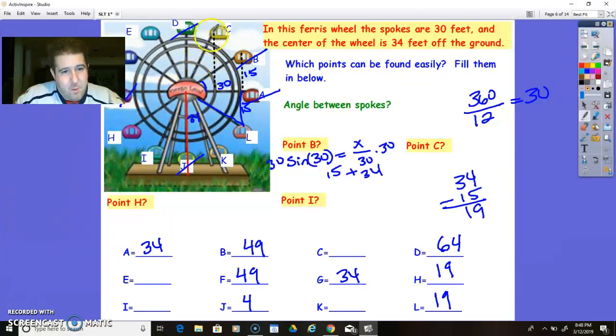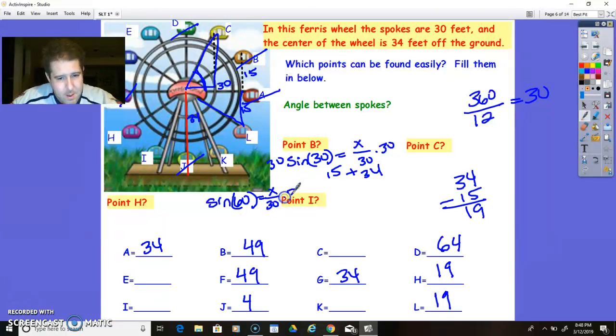Now, I need to find one more triangle, and that's this triangle right here. If this was 30, then you know this full angle now is 2 pieces, is 60 degrees. So that's sine of 60, trying to find C. It doesn't really matter where I put it. So sine of a 60-degree angle is equal to x over 30. Multiply both sides by the radius. 30 times sine of 60 gives me 25, well, 26.